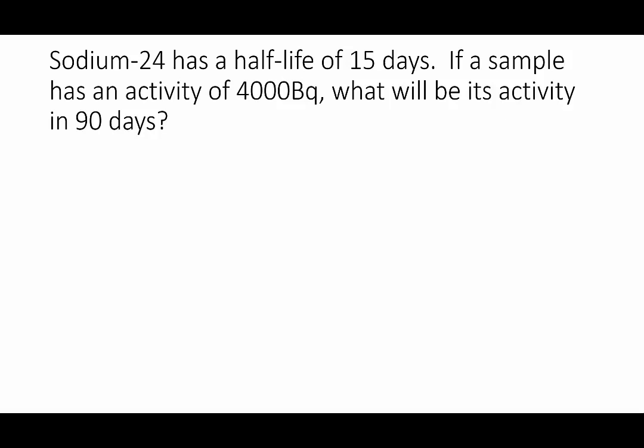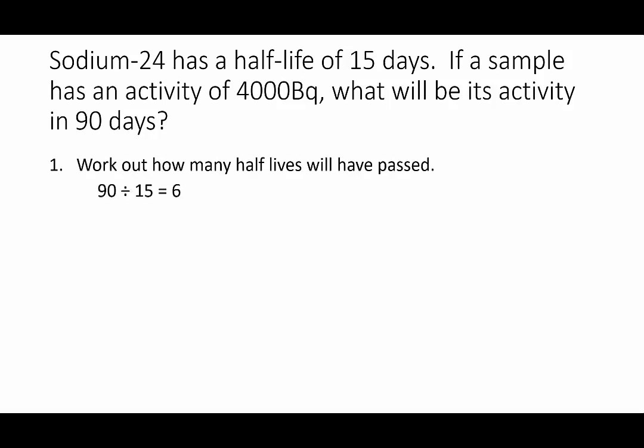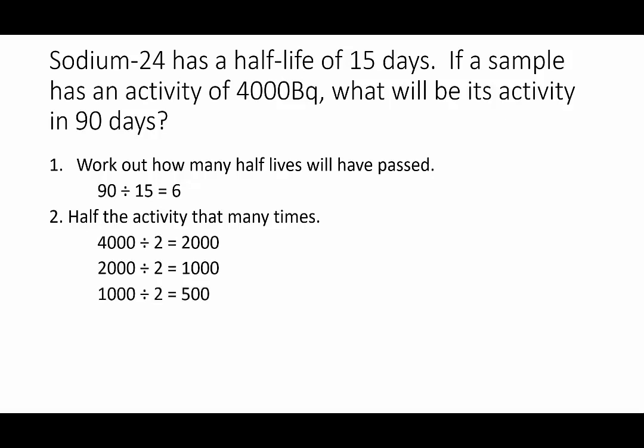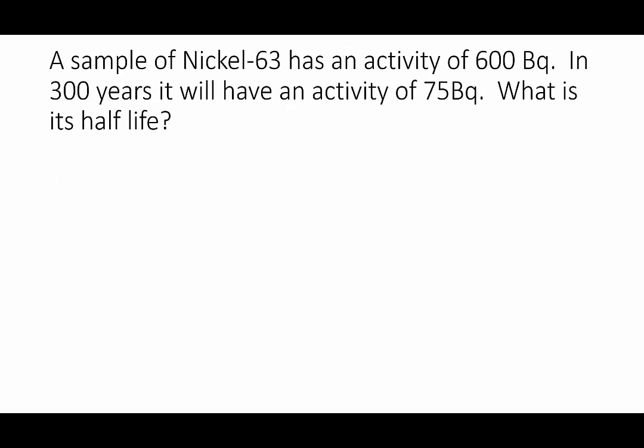Right, some other questions we might get are of this form. Giving you the half-life and the activity, what will be the activity in 90 days? You work out how many half-lives have passed. So 90 divided by 15 is 6 half-lives. And then we need to halve the activity that many times. So 4,000 divided by 2 gives us 2,000. Divided by 2 again, 1,000, and so on until we've done it 6 times, when we get an answer of 62.5.